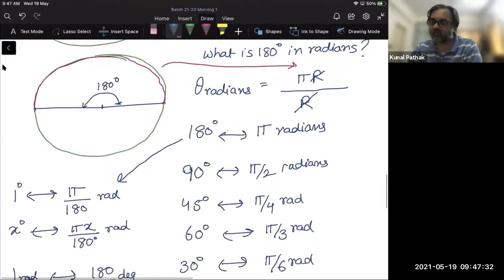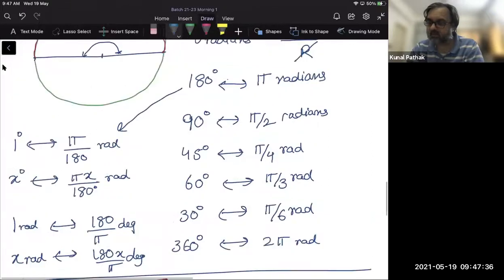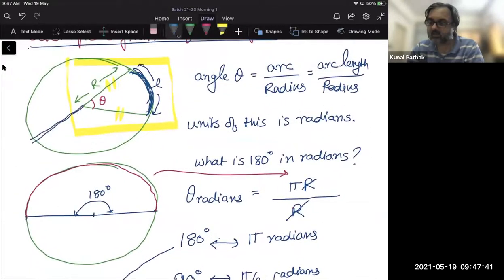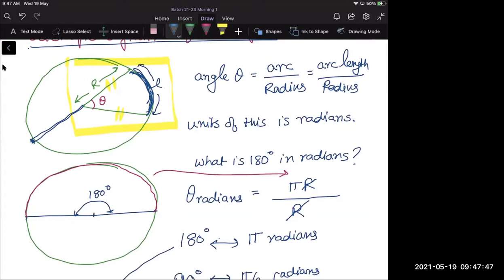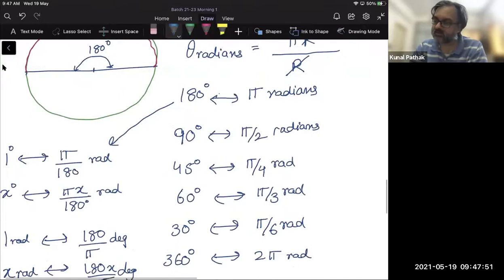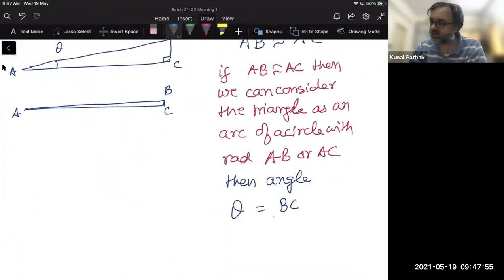So if I consider a very, very small part of this circle, an extremely tiny part of the circle, then the arc of that will actually look like a straight line. So everything is as was. So BC upon either AB or I can choose AC. Right? I'll choose AB.